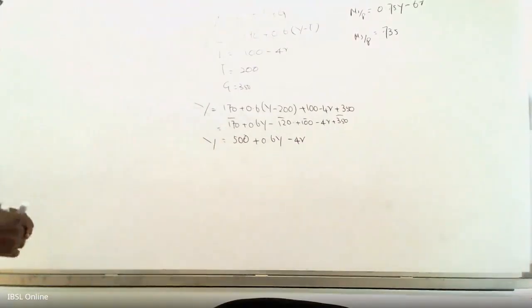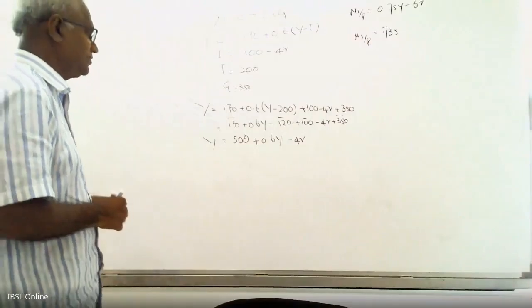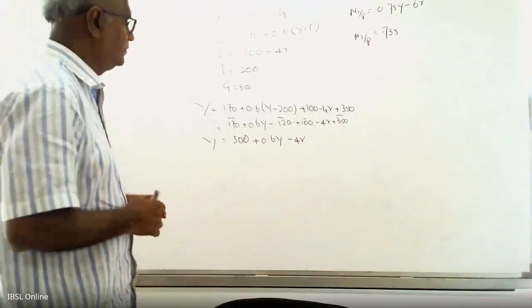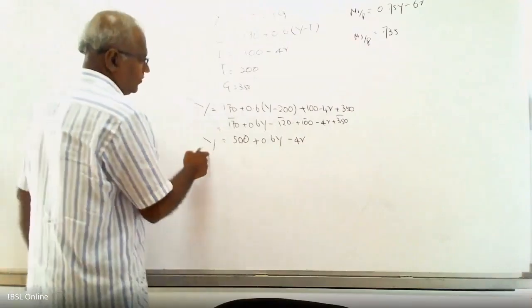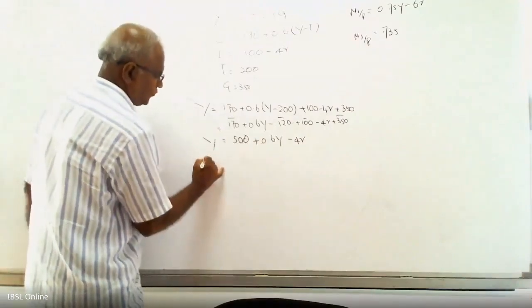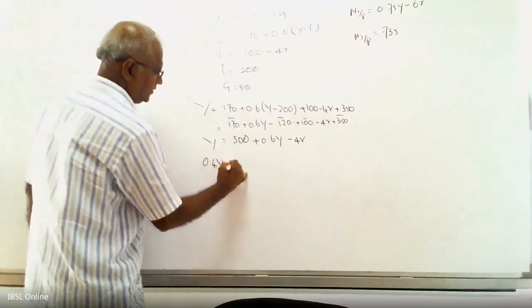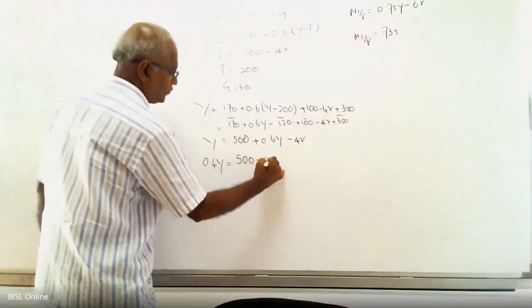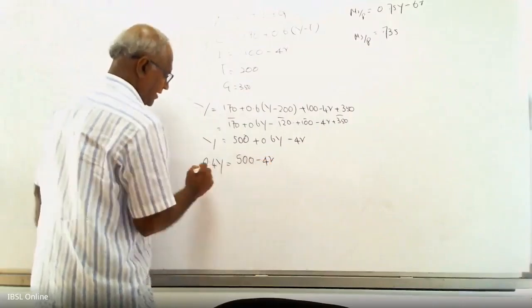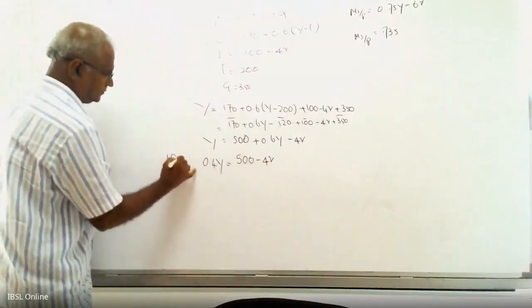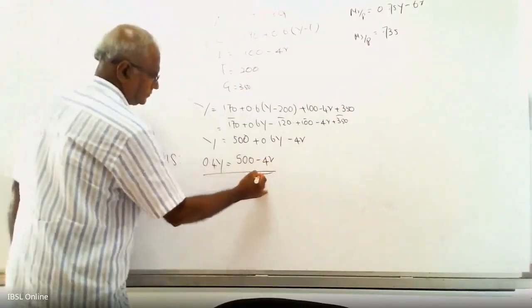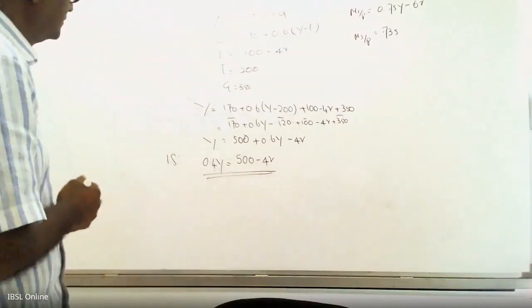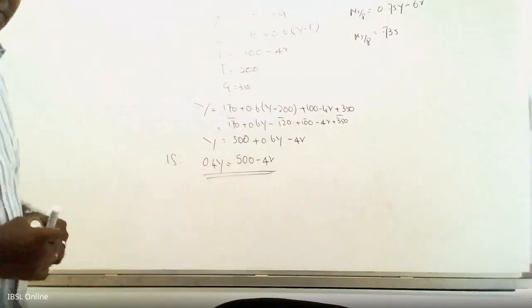Can you see the board? Please tell me if you can't see. Then Y minus 0.6Y is 0.4Y equals 500 minus 4R. That is the IS curve.